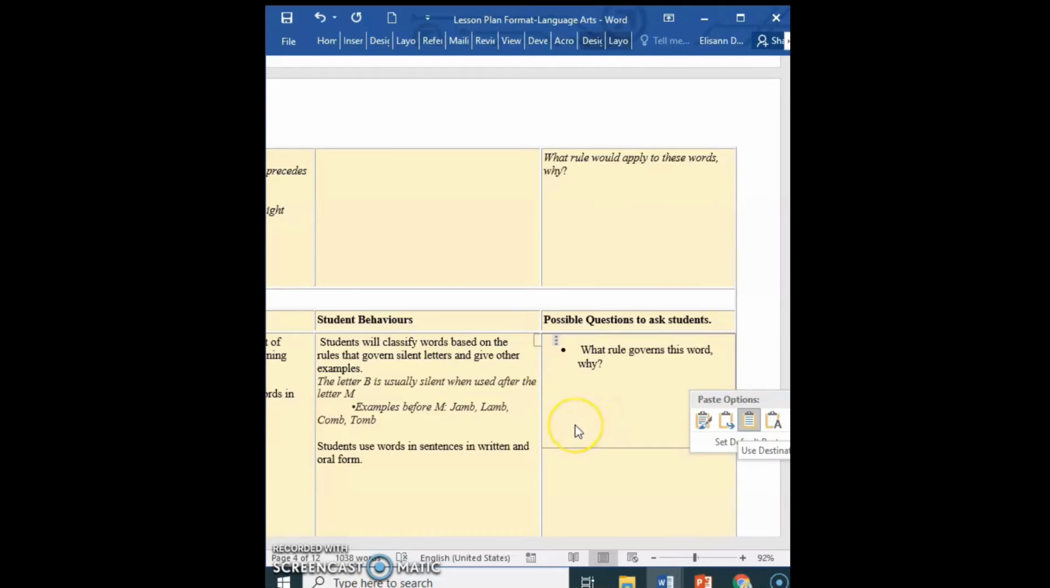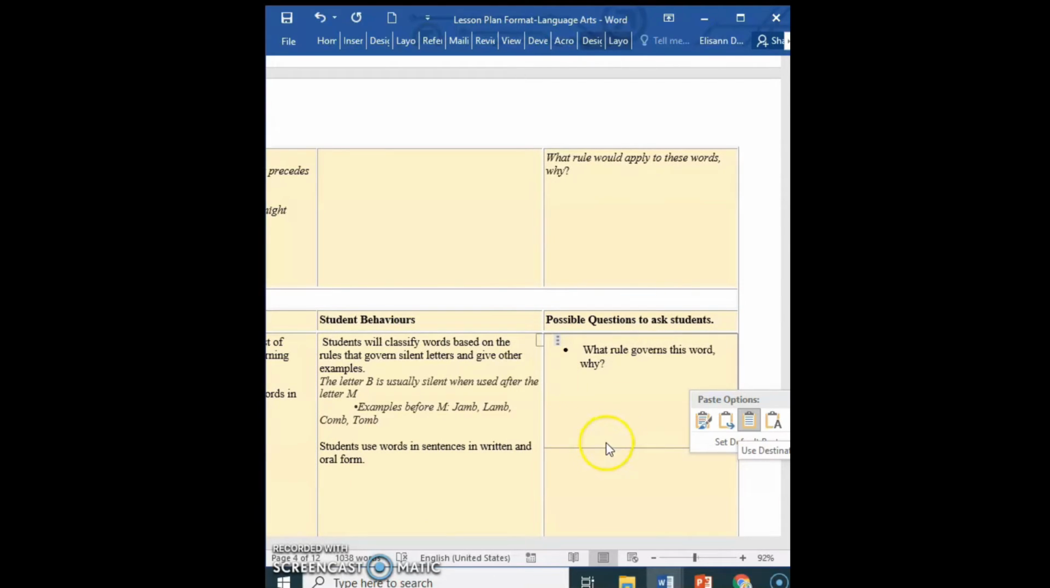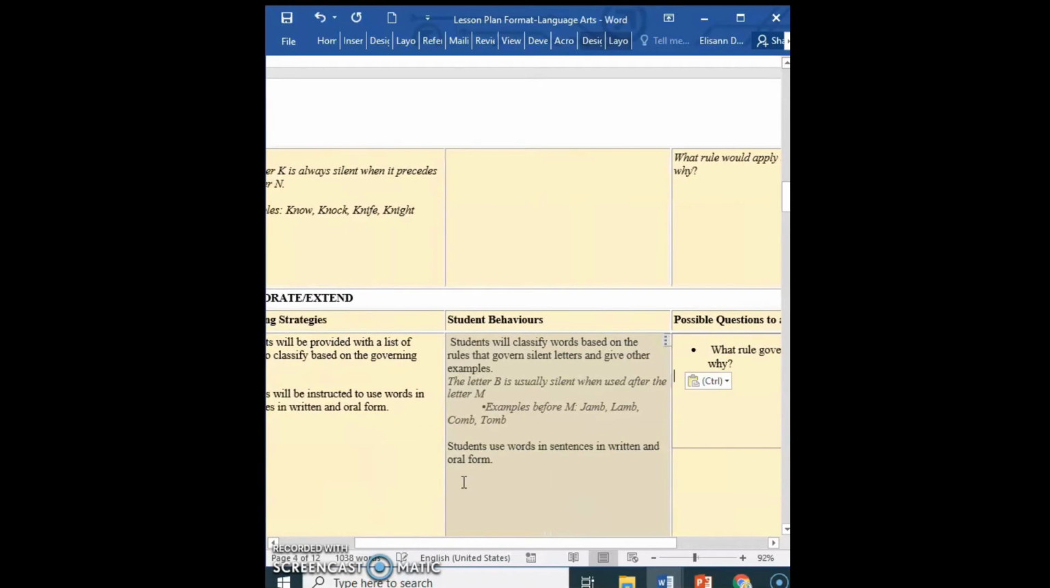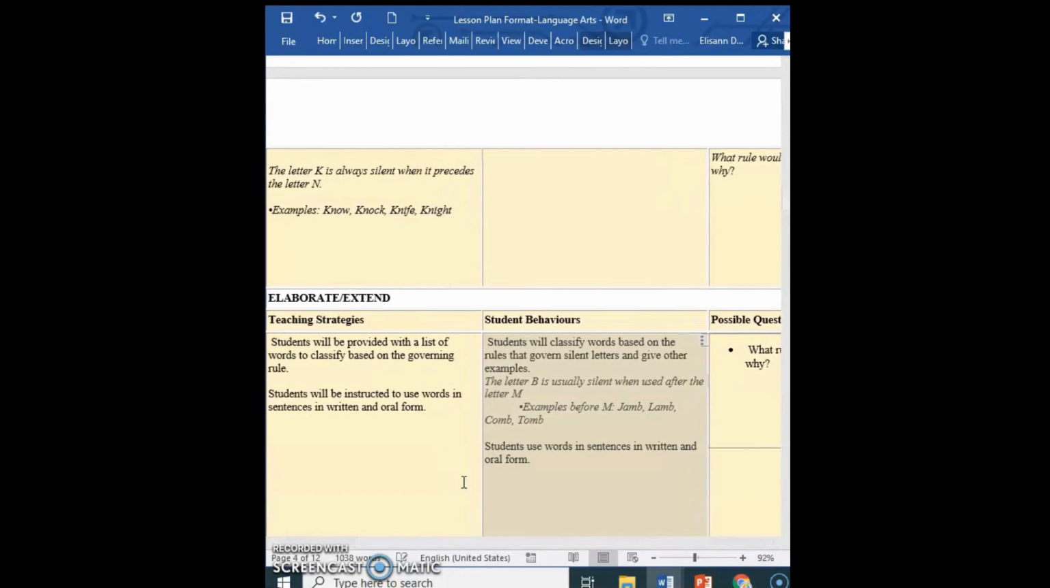Why? Right? As they are classifying. It can be also, why did you classify this word in this group? Explain why you classified this word in this particular group. So you want to, of course, ask those questions to see why they would have applied this concept here. So that, of course, concludes the extend stage.